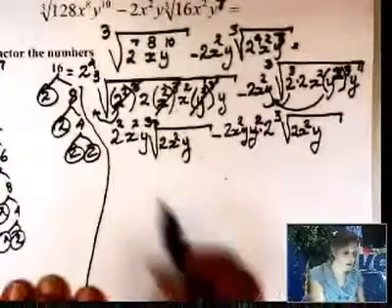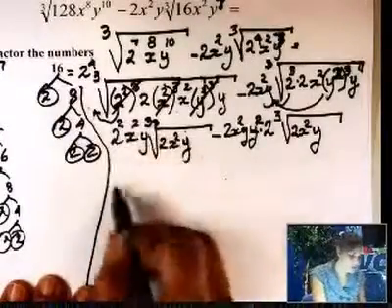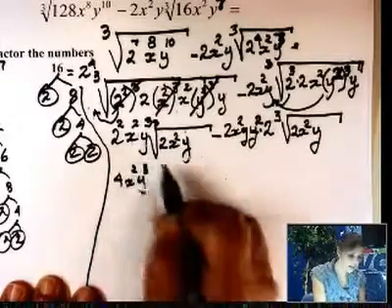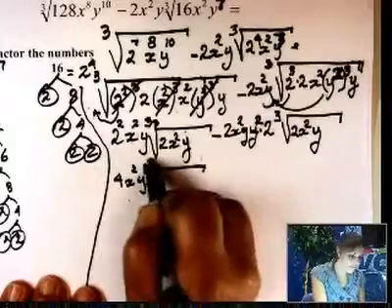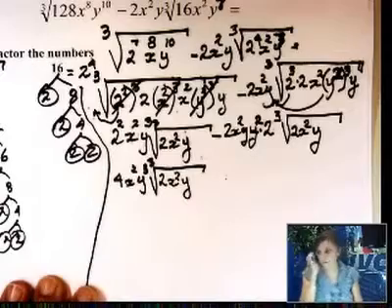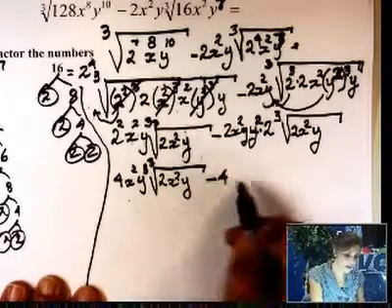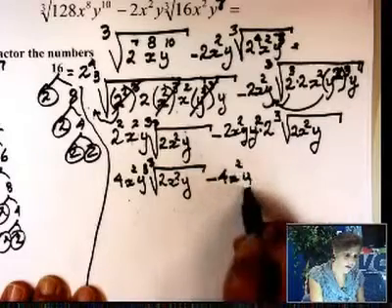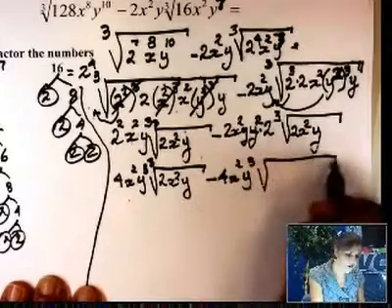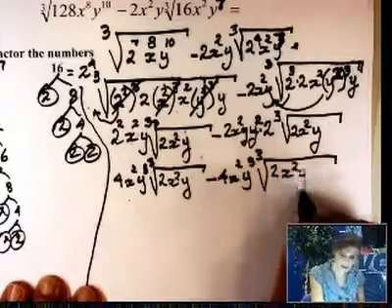Let's make it nice and pretty. So you're going to have 2 squared, which is 4, x squared, y cubed right here. Then you're going to have the cube root of 2 x squared y. Now let's look at that one. You're going to have a minus 4 x squared y cubed. So that takes care of that. And then you're going to have a cube root of 2 x squared y.